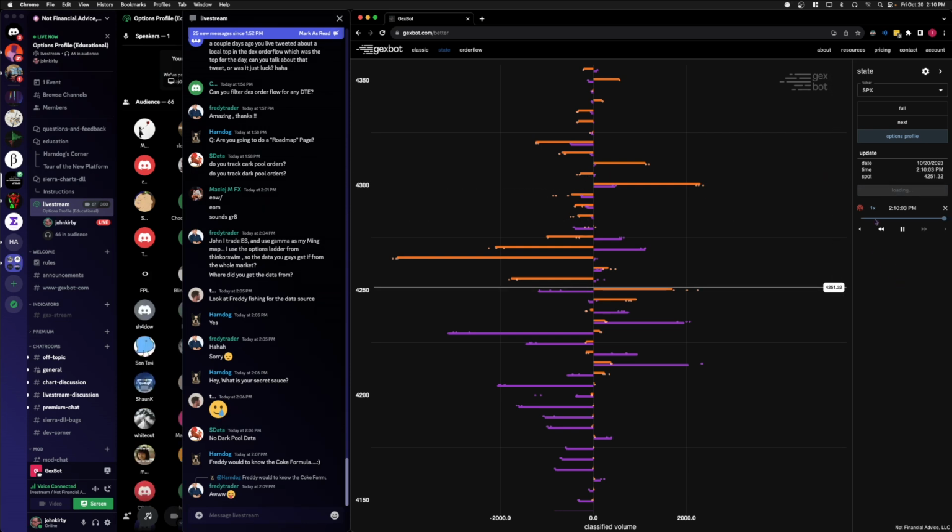And again, this is a very different dynamic from earlier in the day when we were just selling off and coming into this 4230, and you could see that they were adding short puts.